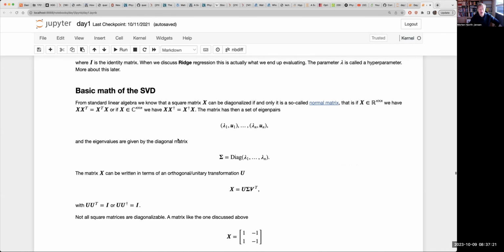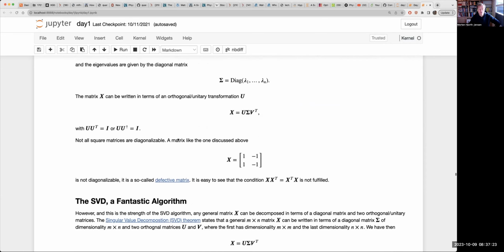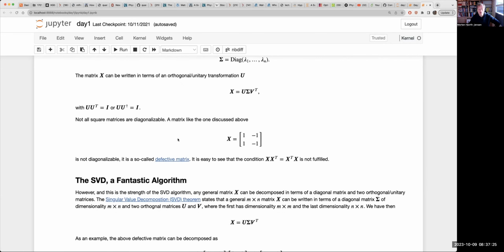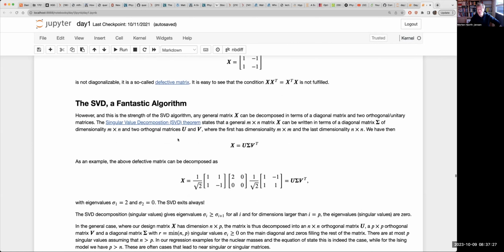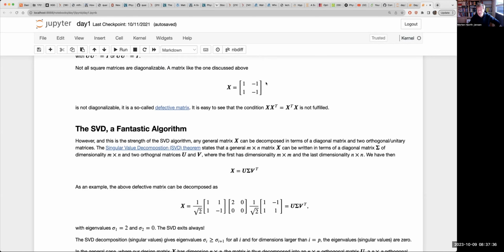So I'm going to go back to the whiteboard, and we are going to look at the singular value decomposition. So the singular value decomposition says that a matrix, like this explicit matrix which you see here, which is not diagonalizable, which is also called a defective matrix, is a matrix we can decompose by a singular value decomposition. And what we get then is a matrix.